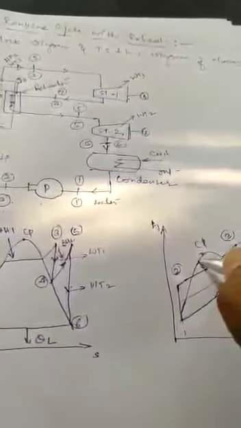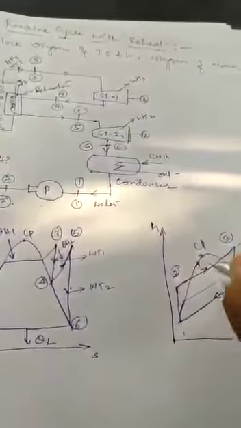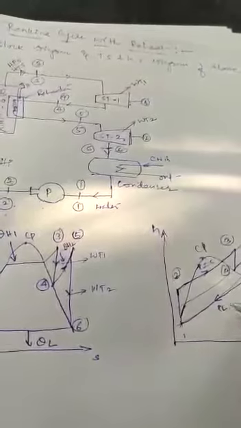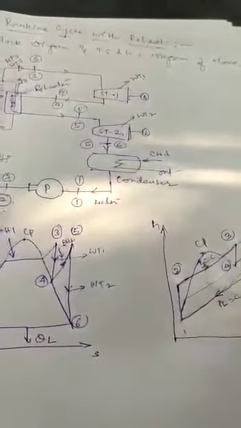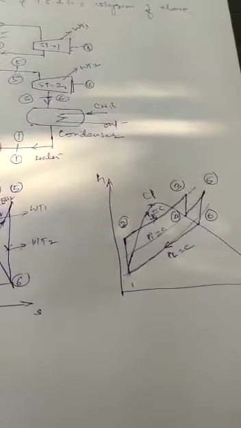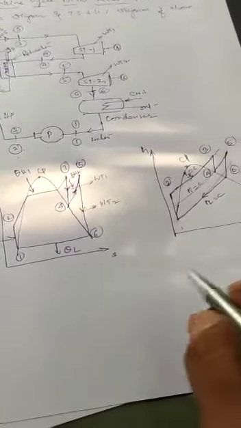So in 2 to 3 the pressure remains constant. This is the lowest pressure remains constant. This is PH is equal to constant. This is PI is equal to constant. Intermediate pressure remains constant. So this is the way to draw the HS diagram. So now we have to concentrate on how to find the thermal efficiency.